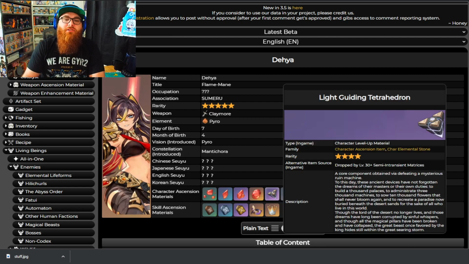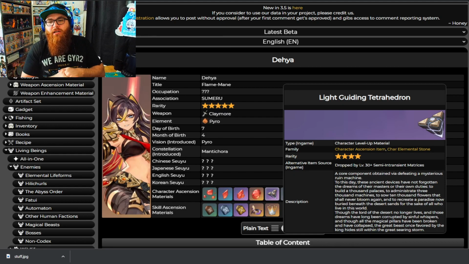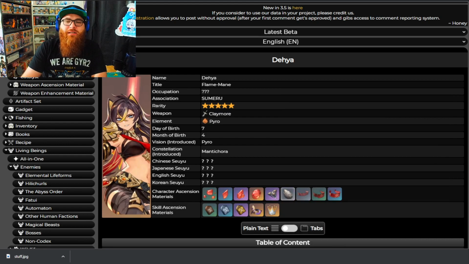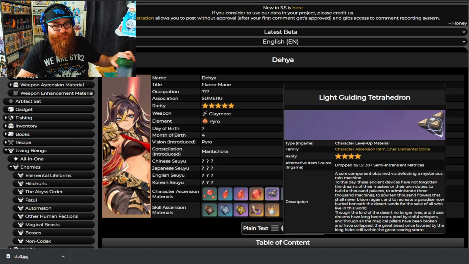Now, each character always has a specific boss material that you're going to need to get, and of course, Dehya is no different. You're going to have to fight the Triangle Boy to get these light guiding tetrahedrons. That's right, you're going to need to fight the Perpetual Trouble, I mean the Algorithm of Semi-Intransient Matrix, I think is what it's called. It's a weird name. They always have weird names. But you're going to need 46 of these tetrahedrons.